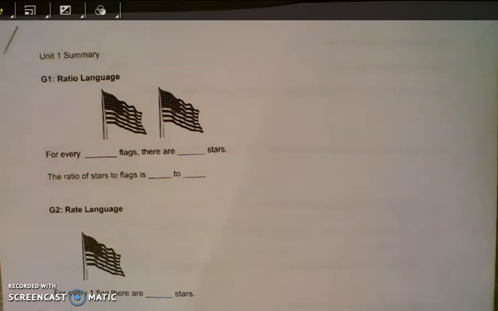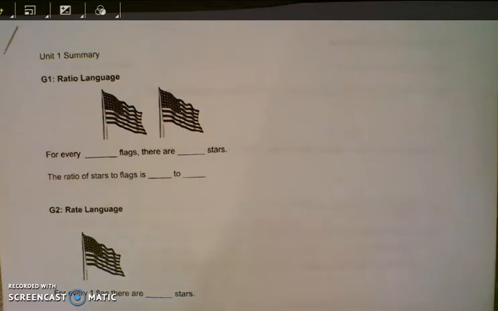Good morning, guys. We're going to go over our Unit 1 summary sheet so that you guys can be ready to study for our unit test. So these are basically the goals that we've learned for our first unit, and I'm just going to solve them as I would if I were live and in person with you.